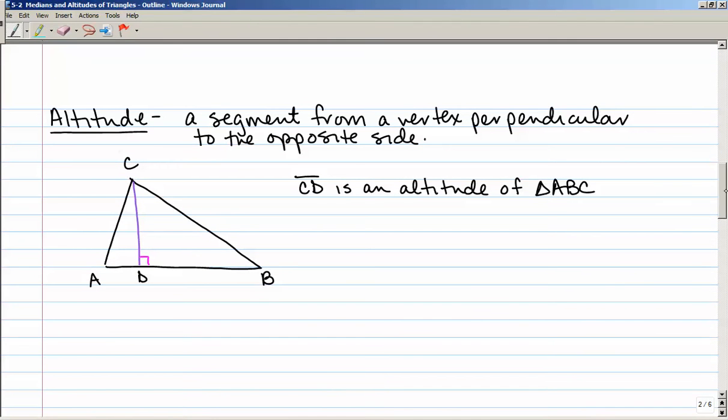An altitude of a triangle is a segment that goes from a vertex and it is perpendicular to the opposite side. If you're at all familiar with, perhaps from pre-algebra, doing the area of a triangle, this is the segment that represents the height of the triangle. It goes from a vertex, in this case C, and it is perpendicular to the opposite side, AB. And notice we can tell that it's perpendicular because we have this little pink box in the corner. So segment CD is an altitude of triangle ABC.